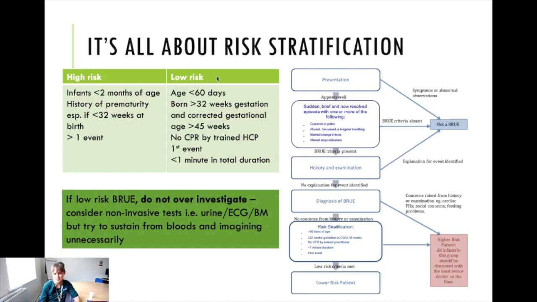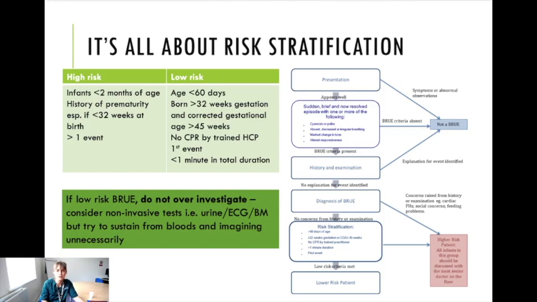Sometimes a baby will feed and then the whole of their colour will drain, but you dig a bit further and it'll be arching back. It'll always be after feeds, and they maybe have had a little choke on their feed. Low risk is age over 60 days, born over 32 weeks gestation, no CPR warranted or needed, and it's the first event and under a minute in total duration.